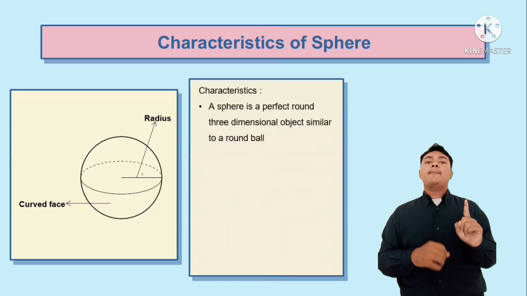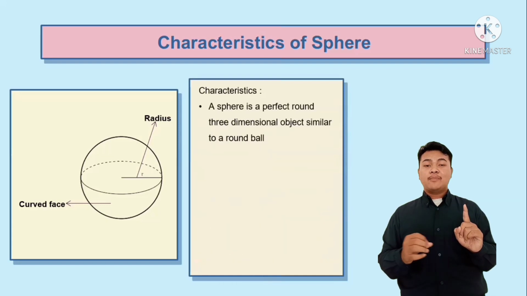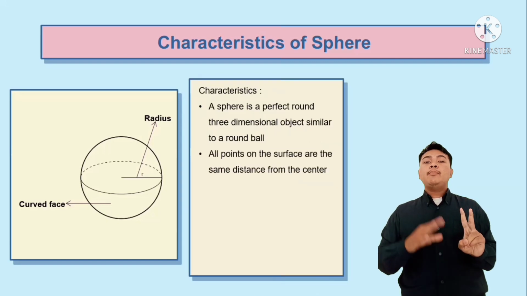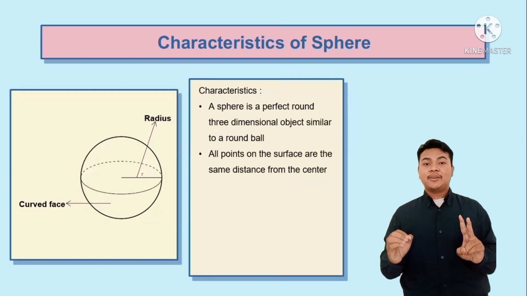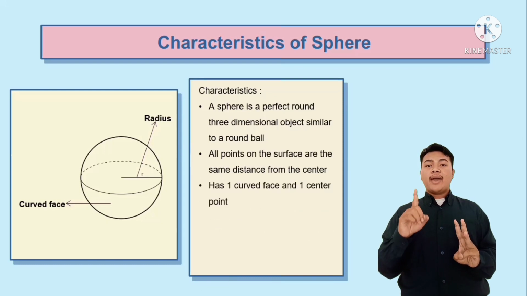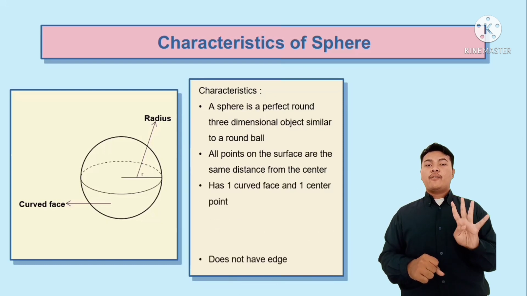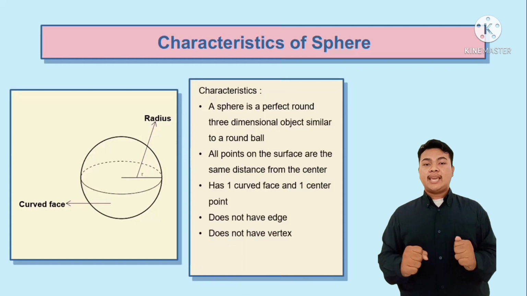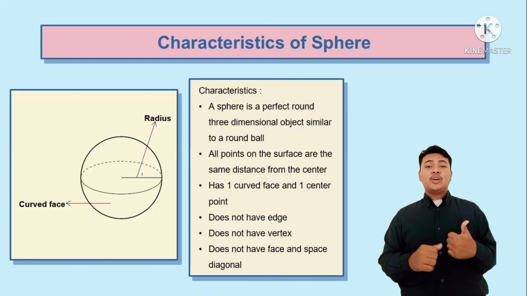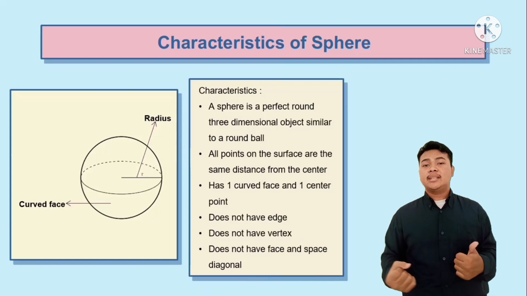Number 1. A sphere is a perfect round three-dimensional object similar to a round ball. Number 2. All points of the surface are the same distance from the center. Number 3. It has 1 curved face and 1 center point. Number 4. It does not have an edge. Number 5. It does not have a vertex. Number 6. It does not have face and space diagonals.